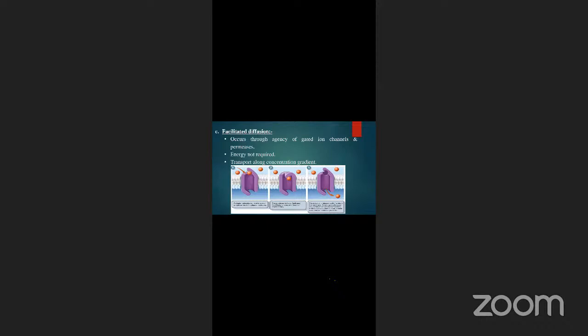Passive. So active transport means there should be energy involved, like ATP. Okay, I will get to that also. So facilitated diffusion means some agent is involved, like gated ion channels or permeases. Here some transporter will help in the movement. Energy is not required, but some agent is required. This is also along the concentration gradient.